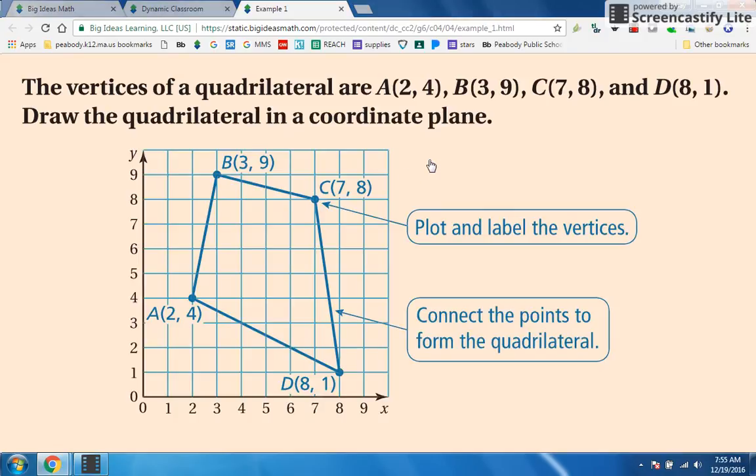This one's already done for us, so they have a coordinate plane. You start at 0 and you count over. For point A, it's (2, 4). They went over 2, up 4. B is (3, 9), so they went over 3 and up 9, and so forth. After you plot and label the vertices, you're just going to connect the dots to make your quadrilateral.